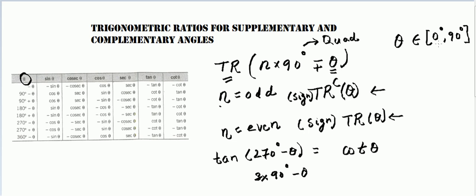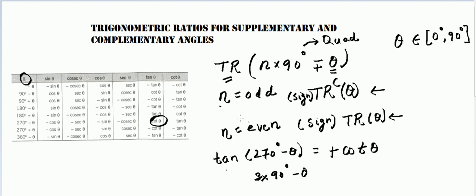So as I have discussed here, if you assume your theta to be between 0 to 90, 270 minus theta falls in the third quadrant, where tan is positive and hence you will have positive cot theta as your answer. So as you can see on your screen, tan 270 minus theta is cot theta. Now even if this particular theta does not fall between 0 to 90, this identity will hold true for any angle theta.